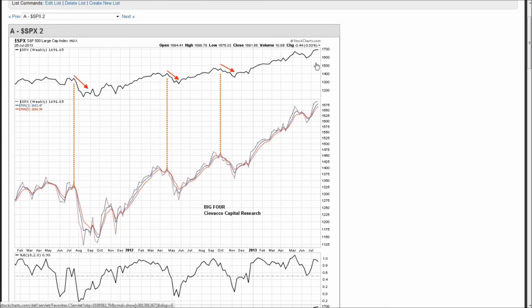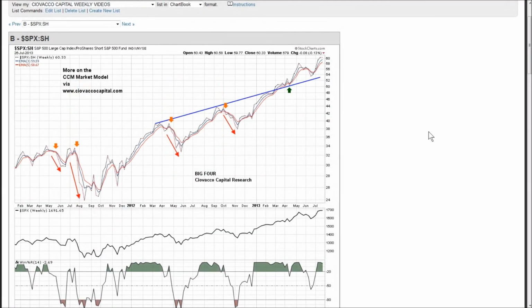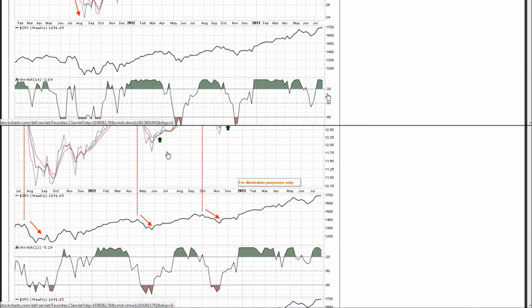Price above, slope up. S&P 500 in isolation still has a bullish look. As long as it maintains a bullish look, we'll err on the bullish end of the spectrum. Chart 2 of the CCM Big Four, risk on relative to risk off. Everything that we just said about the S&P 500 chart applies to this weekly chart. Maintains a bullish look. Momentum from a weekly perspective is still bullish down here, Williams percent R.